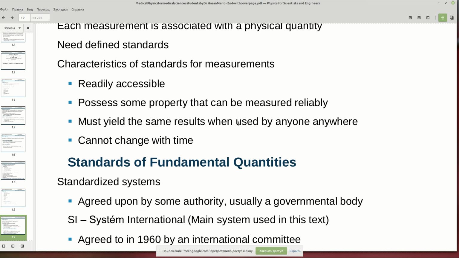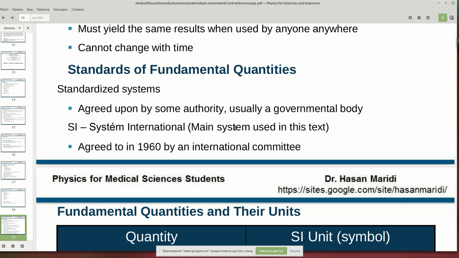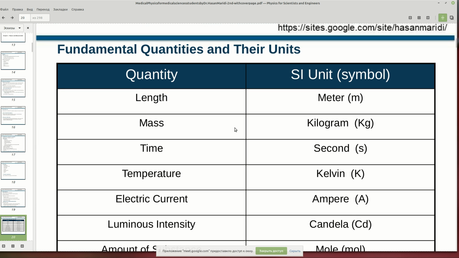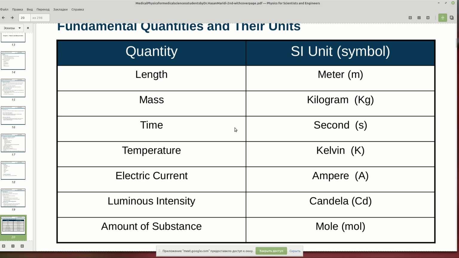standardized systems. Yes, so we need to agree upon by some authority, usually a governmental body, the system international of units, SI, the main system that will be used in this text in my presentation, because it is the governmental international system of measurement units. It was agreed in 1960 by the International Committee. Yes, and here are the fundamental quantities and their units.